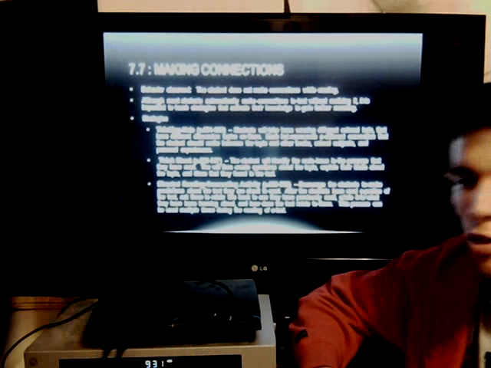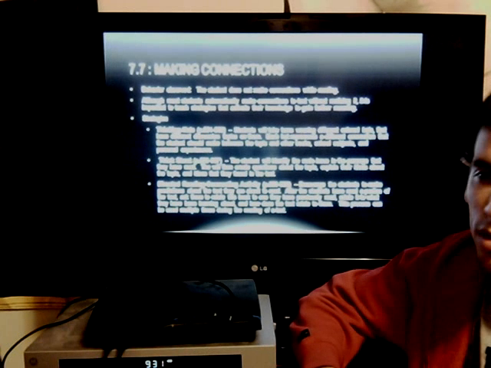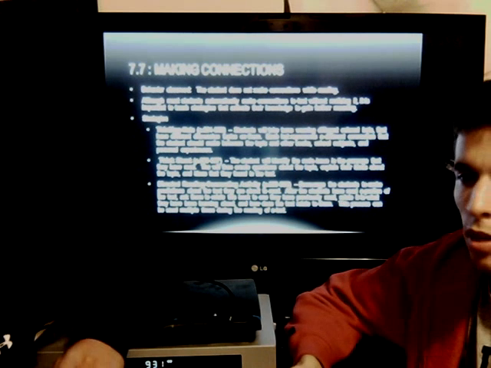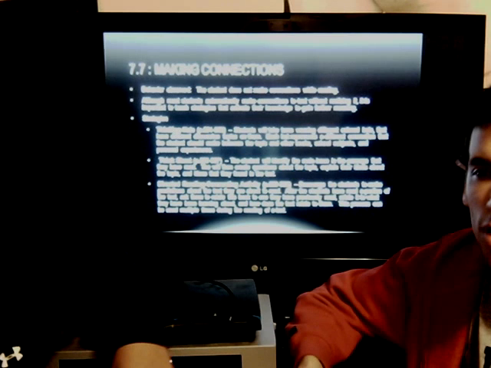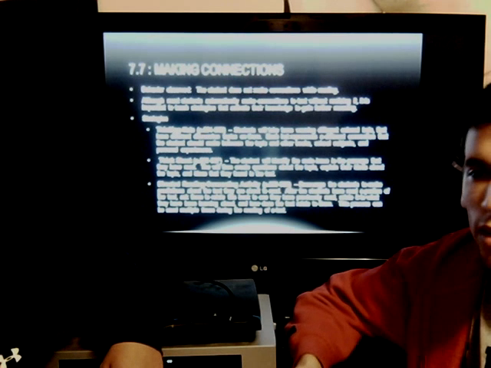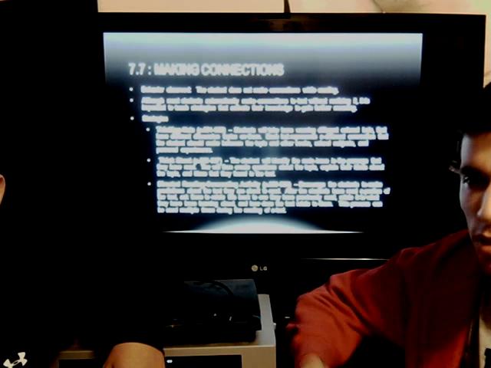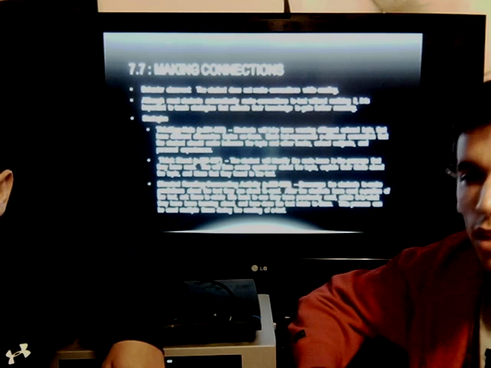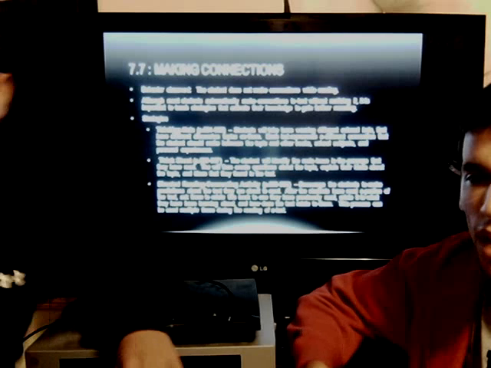The next section, 7.7, making connections. Basically, the student does not make connections while reading, so as a result, most students automatically make connections to text without even realizing it. So we think it's important to teach strategies that activate the actual knowledge to further their meaning. The first strategy is called thinking hats.